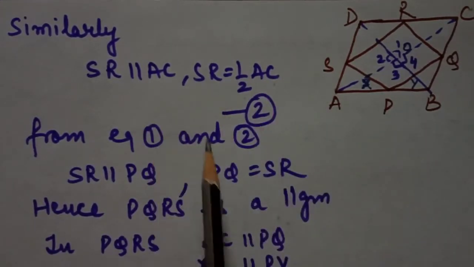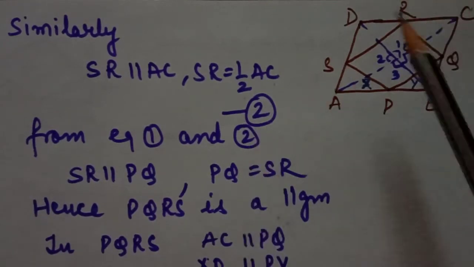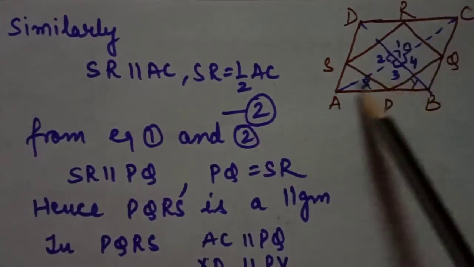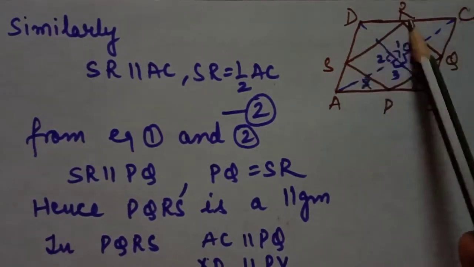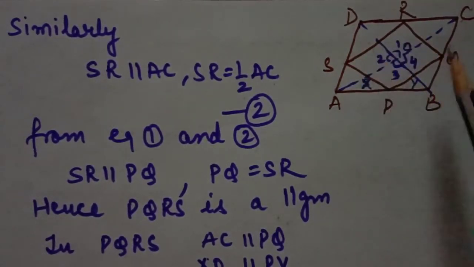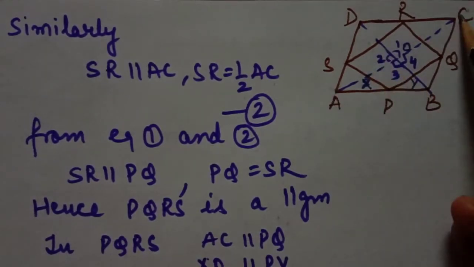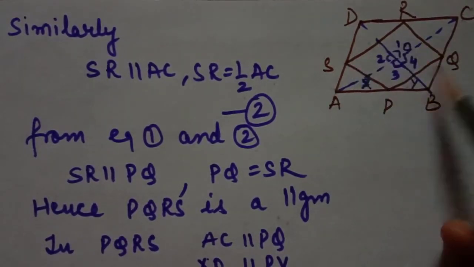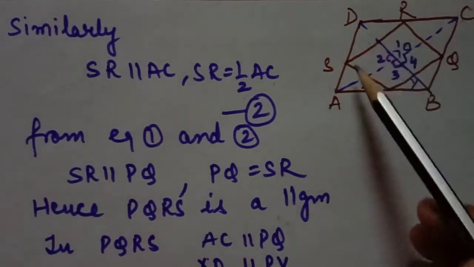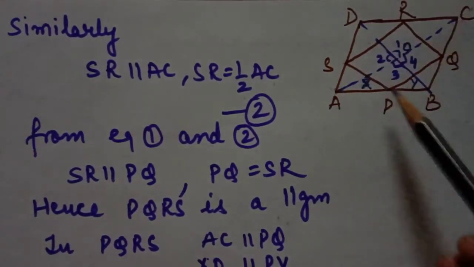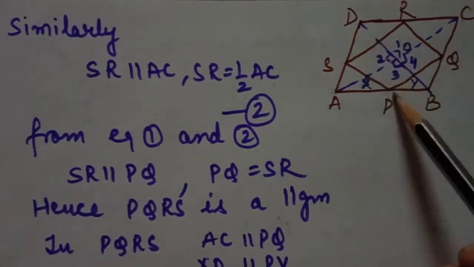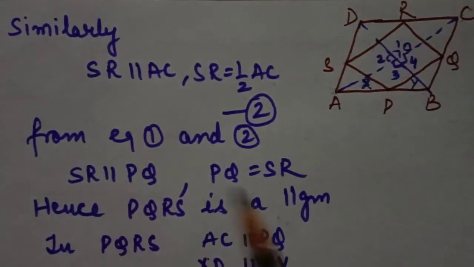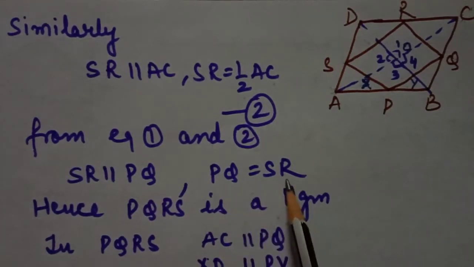From equation number 1 and equation number 2, SR is parallel to AC and PQ is also parallel to AC. So definitely SR and PQ are parallel to each other. If they are both parallel to the same thing, then they are parallel to each other. SR is equal to half of AC and PQ is also equal to half of AC, so both sides are equal to each other. So SR is parallel to PQ and PQ is equal to SR. Hence PQRS is a parallelogram.